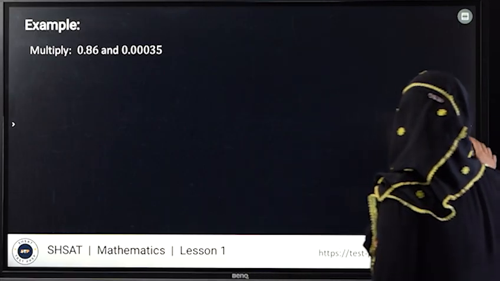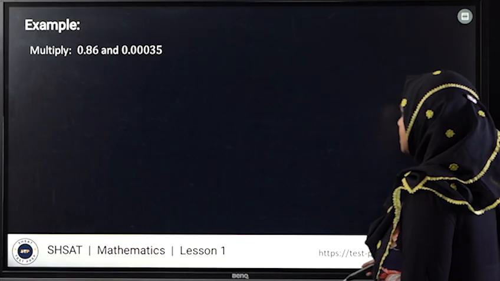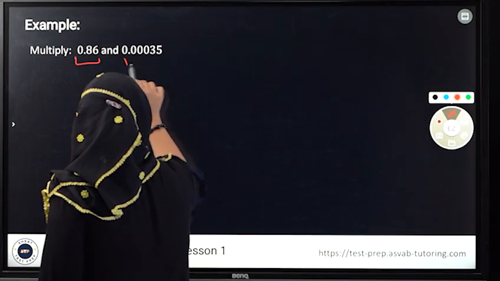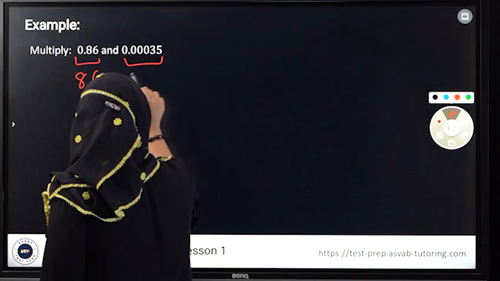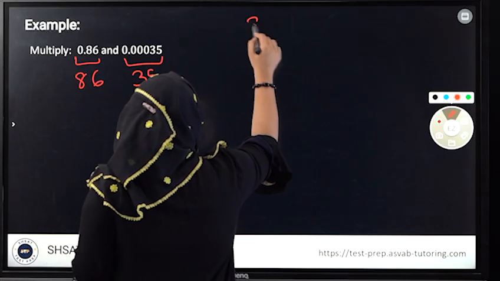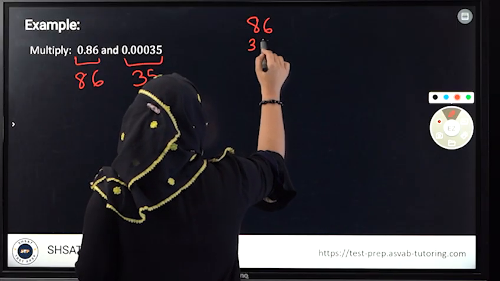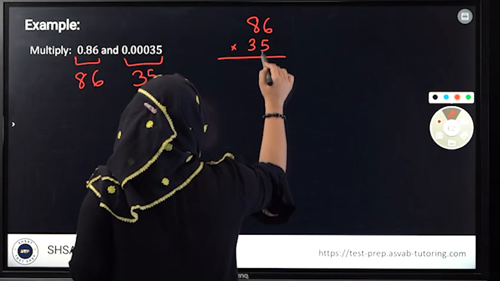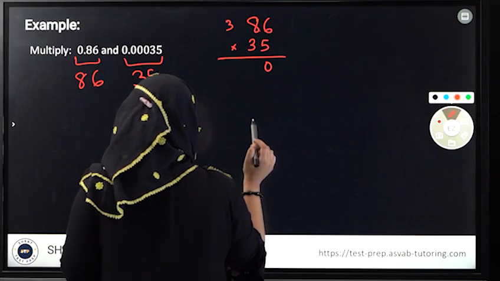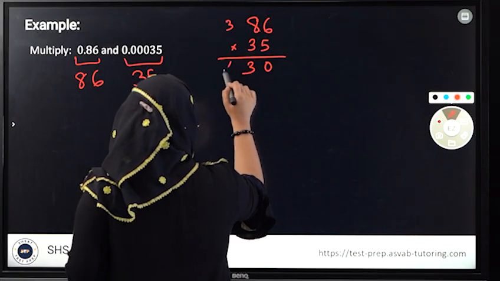Okay, we have another one here. And like I previously told you, the first thing that we need to do is we need to ignore the decimals. So it's just 86 over here and 35 over here. So let's start. 86 times 35. So 6 times 5 is 30. 0 carry the 3. 5 times 8 is 40. 40 with 3 is 43.